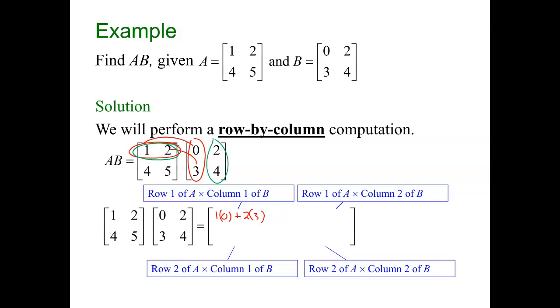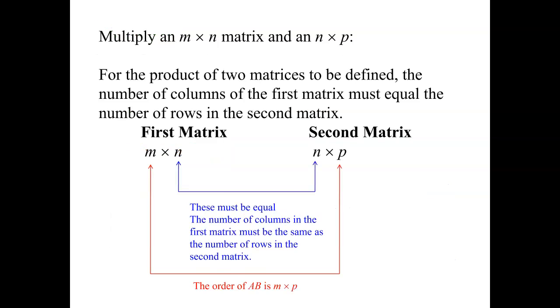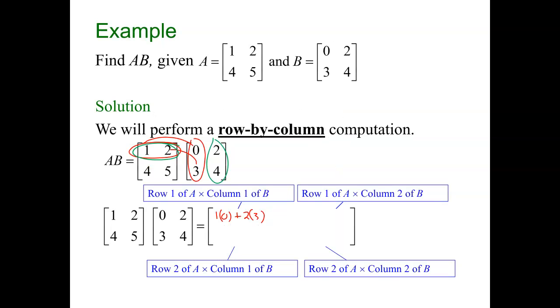Okay, first row, second column. Same pattern, because every row by every column. So the first row is going to be multiplied by every single column in the second matrix. The more columns we have, the more multiplication we do. The more rows we have, the more multiplication we do. First row, first column, first row, second column. So 1 times 2 and 2 times 4.